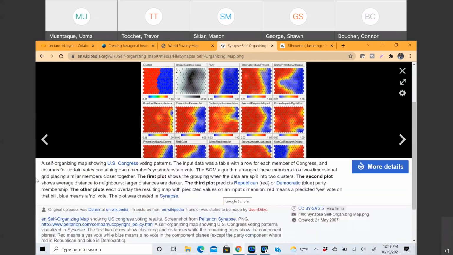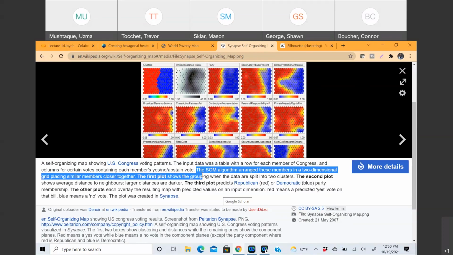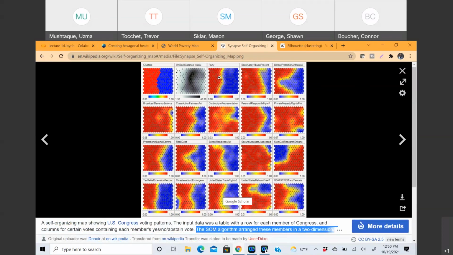I think they talk about it here. Yeah, the input data was a table with a row for each member of Congress and columns for certain votes containing each member's yes or no, right? And then some people did not vote. And then the SOM algorithm arranged these members in a two-dimensional grid, placing similar members closer together, but on different features, right? So first of all, this is a party-wise difference. And I think this one is telling us the dark ones are the points that are really away from their neighbors, and the white ones are very close to the neighbors. That's why the borders are white and this is black, right?